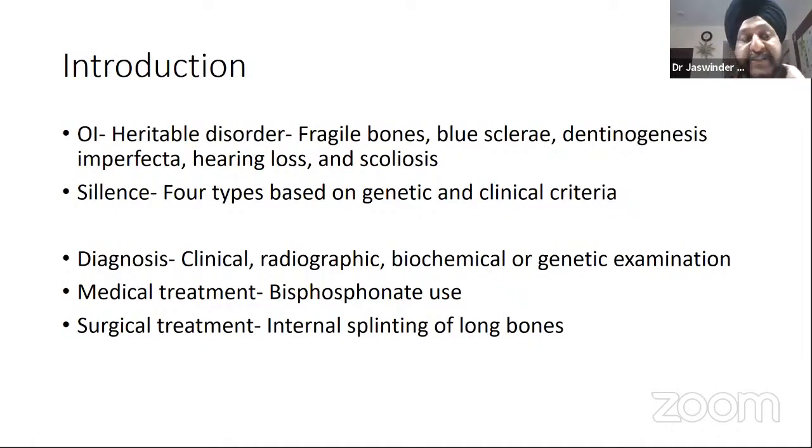So, introduction. Osteogenesis imperfecta is a heritable disorder characterized by fragile bones. The bones are very weak in this disease, with blue sclera around the eyes, dentinogenesis imperfecta, hearing loss, and scoliosis. These are the basic clinical features from which one can make out that this patient has osteogenesis imperfecta. In 1979, Sillence classified the disease into 4 basic types based on genetic and clinical criteria.